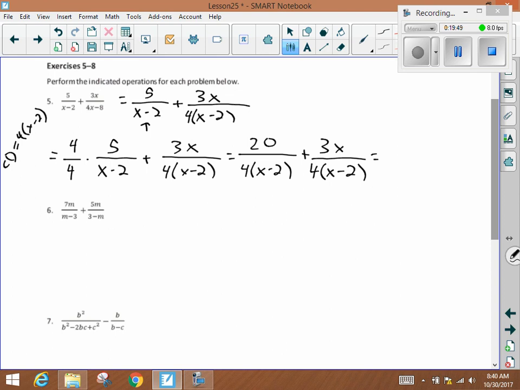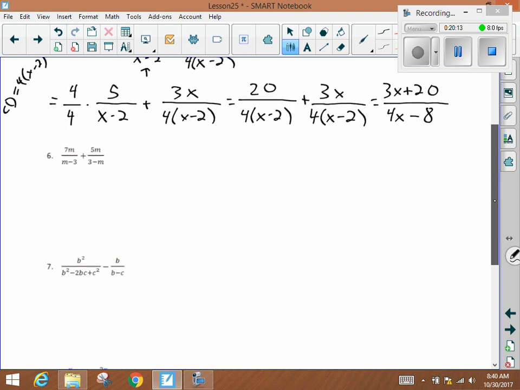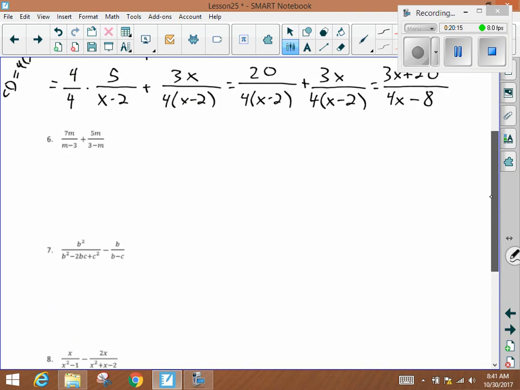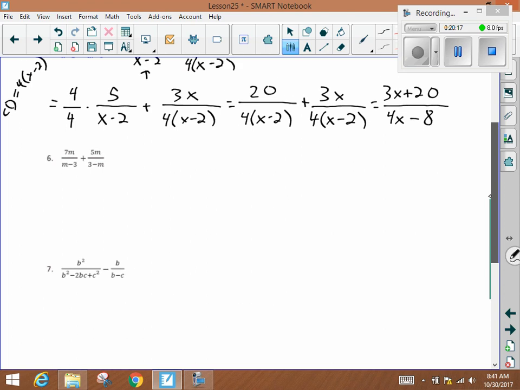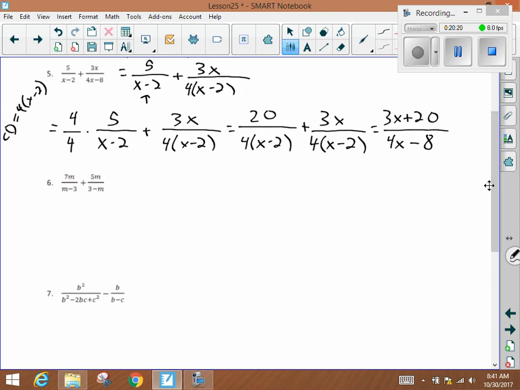So I wind up with 3x plus 20 over, I'm going to go ahead and multiply this back out. 4 times x minus 8. Oh, we finished it. All right. Oh, we've got another one.